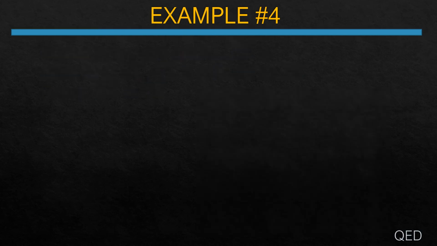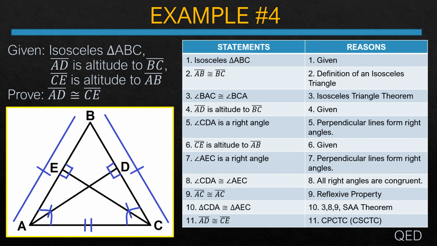Let us now proceed with a formal proof. Statement 1 is what we were given, isosceles triangle ABC. And statement 2 is the consequence of statement 1. Line segment AB is congruent to line segment BC because of the definition of an isosceles triangle. Statement number 3 is a consequence of statement number 1. Angle BAC is congruent to angle BCA by the isosceles triangle theorem.